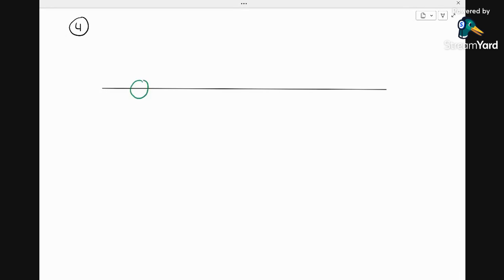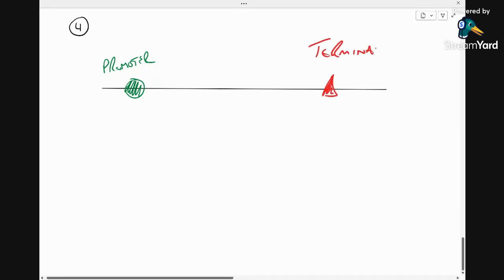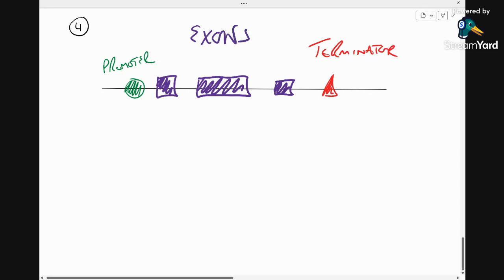But so we've got a promoter, green. We have our terminator in red. And we have our gene in the middle. Let's go for purple this time. That is split into exons that have coding information. They are expressed, and introns. So let's say there's 3 exons. And the introns I'll highlight in purple again.